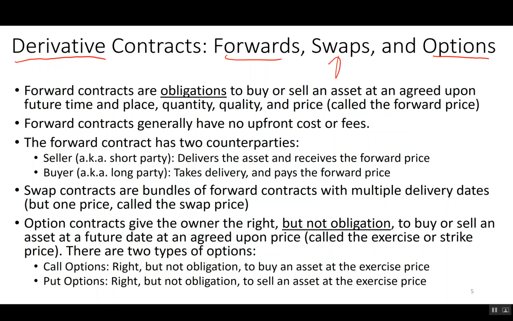So the first contract we're going to talk about is a forward contract. A forward contract is an obligation to buy or sell an asset at an agreed upon price, place, time, quality. So you're going to fix all those terms, including the price, and you're going to enter into a contract to say buy or sell, in this case gold, at what we call the forward price, whatever the price you agree to.